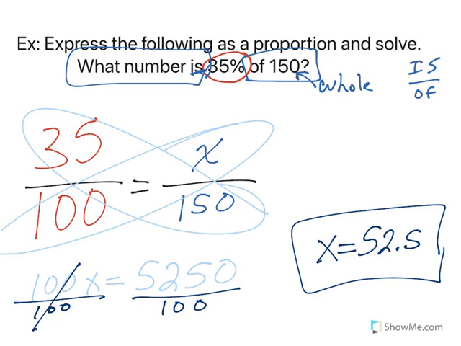Now, one thing that I always like to check is a common sense thing. When I compare 100 to 150, my number gets bigger. Not a lot bigger, but it gets bigger. So that means when I go from 35 to x, my number should get bigger. Not a lot bigger, but bigger. And 35 to 52.5 does indeed get bigger. It's just those kinds of things to make sure your number's going in the right direction. A little common sense check.